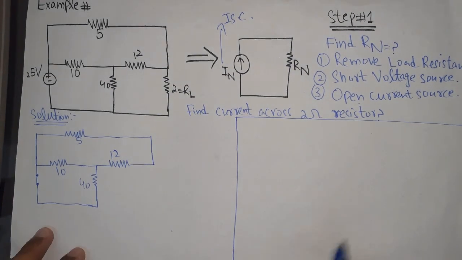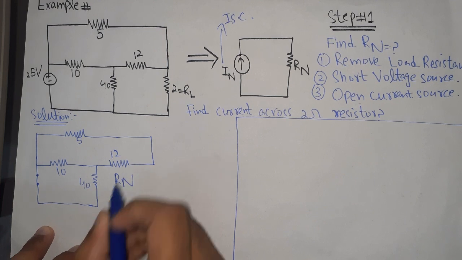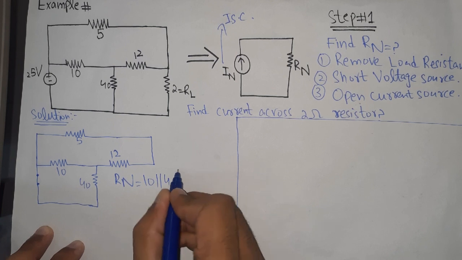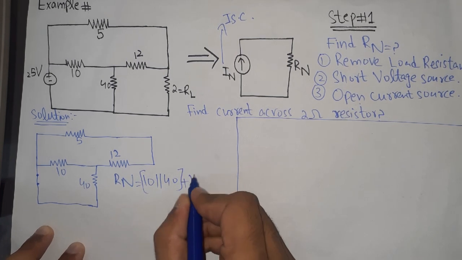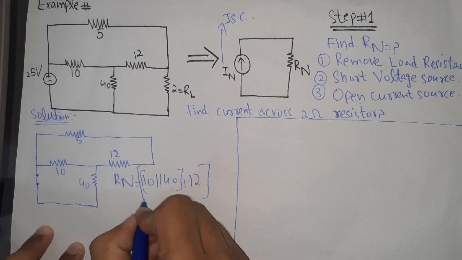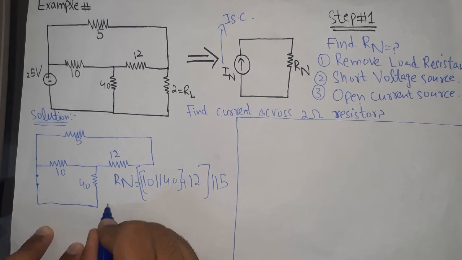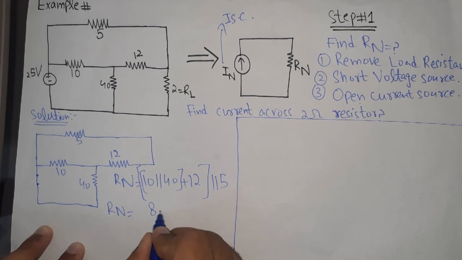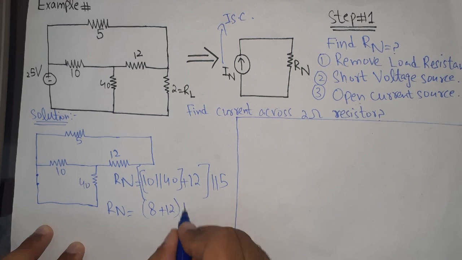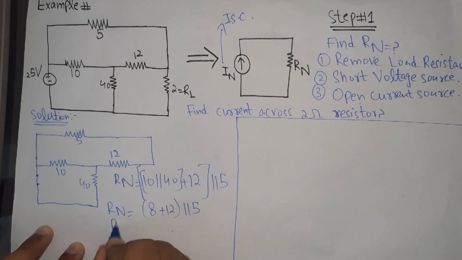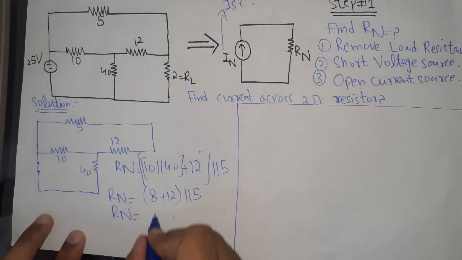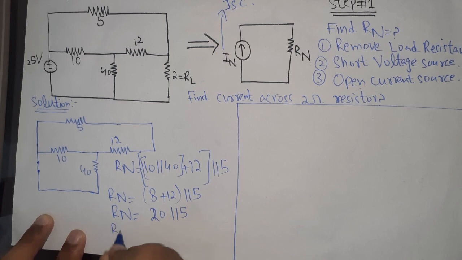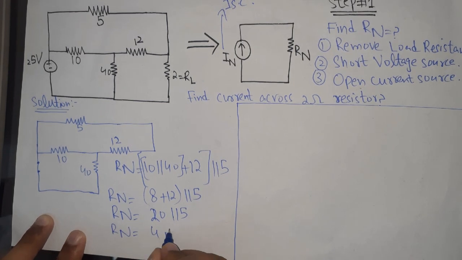Now we need to find Norton resistance. So here students, 10 is parallel with 40 ohm and in series with 12 ohm, and these are all parallel with 5 ohm. So for Norton resistance, 10 parallel with 40 becomes 8 ohm, plus 12, parallel with 5. So Norton resistance becomes 20 parallel with 5, which is equal to 4 ohm.